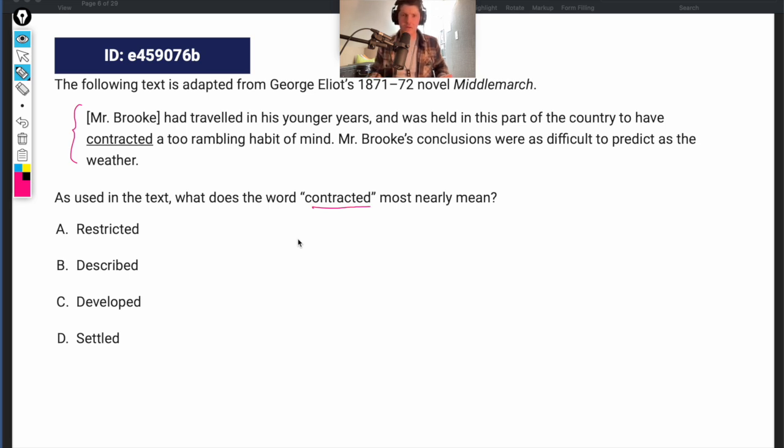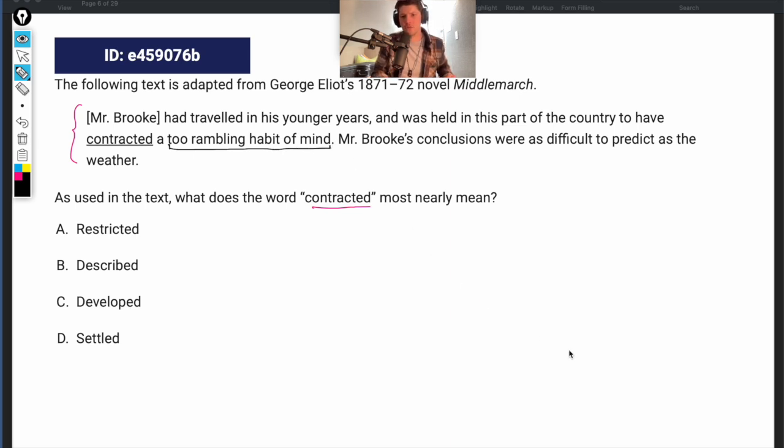Right? So let's see. He had traveled, Mr. Brooke, that is, had traveled in his younger years and was held in this part of the country to have blank, a too rambling habit of mind. So here's our key phrase. Too rambling. Now that's definitely a bad thing.